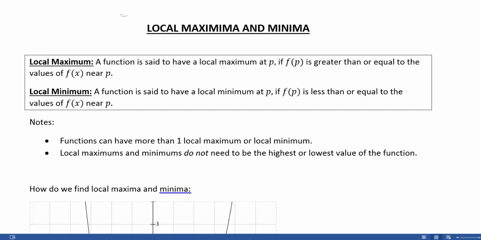So when we do this, there's a couple things you need to remember about local maximums and minimums. First, functions can have more than one of these. You can have multiple local maximums or local minimums. Secondly, local maximums and minimums don't need to be the absolute highest and lowest values of the function. That has another name. That's going to be called global maximums and minimums, and we'll talk about those later in the term. So let's take a look at a picture and see if we can visualize what these local maximums and minimums look like, so then we can start discussing how we're going to find them and what sorts of things we can do with them.